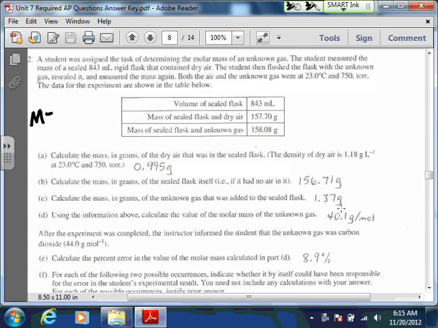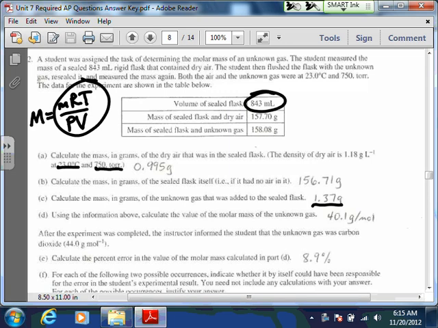So molar mass equals MRT over PV. And we have all of this because we just found the mass of the gas. We know the temperature that it's at, we know the pressure that it's at, and we know the volume of the sealed flask. Okay, so that'll give us the molar mass. That's probably the easiest way.